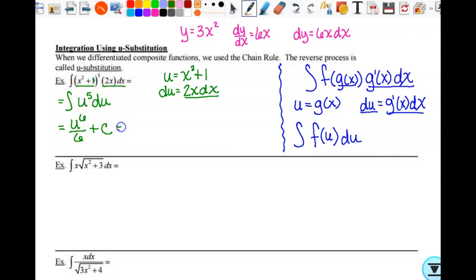So now I put this back in. I'm going to write this as 1/6 just because I think it makes it look a little bit better. So 1/6 times, and instead of u, it's x squared plus 1 to the 6th power plus c. Okay? Ask me a question. Let me know if I lost you somewhere. What's your question, Kylie? Where did I lose you?